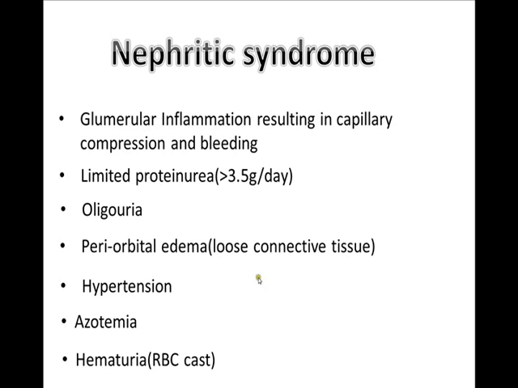And hematuria, RBC casts: again because of the capillary rupture, we have RBCs going into the urine, and they take the shape of the tubule and come out looking like an RBC cast.